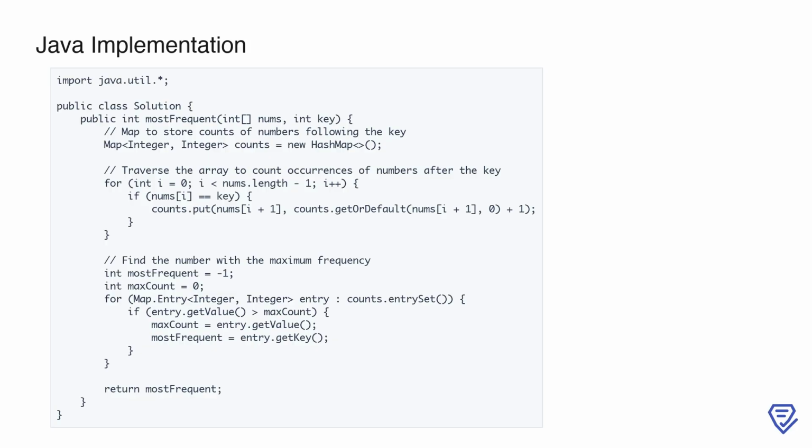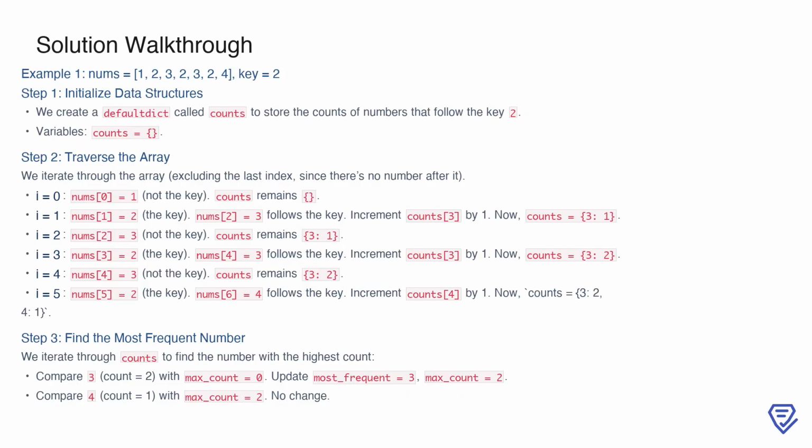To solve this problem, we start by initializing a defaultdict called counts to keep track of the numbers that appear immediately after the key in the array. Initially, this dictionary is empty. Then, we traverse the array while excluding the last index because there's no number after the final position. As we iterate, we check whether the current element matches the key. If it does, we look at the next element in the array and increment its count in the counts dictionary.